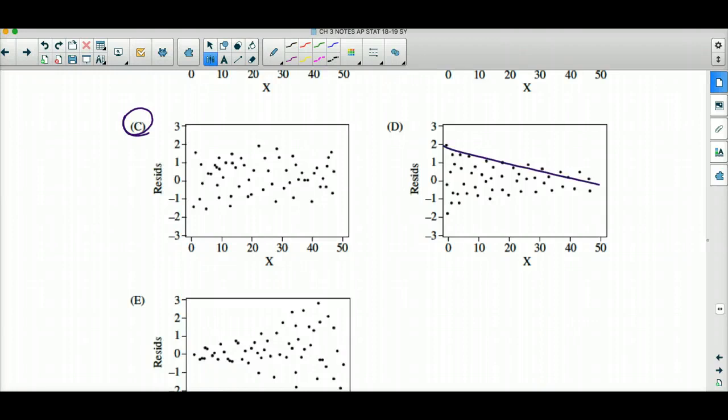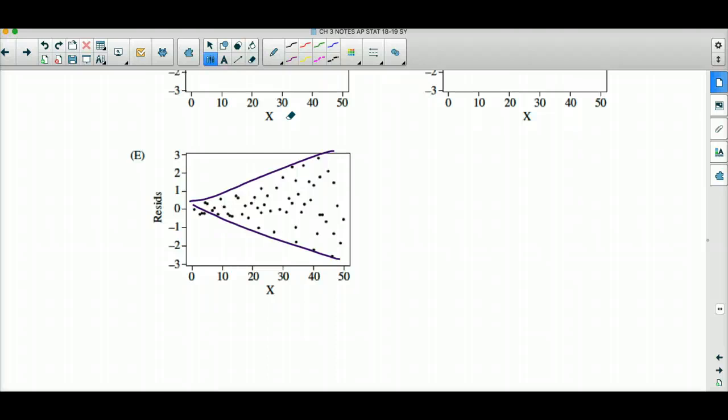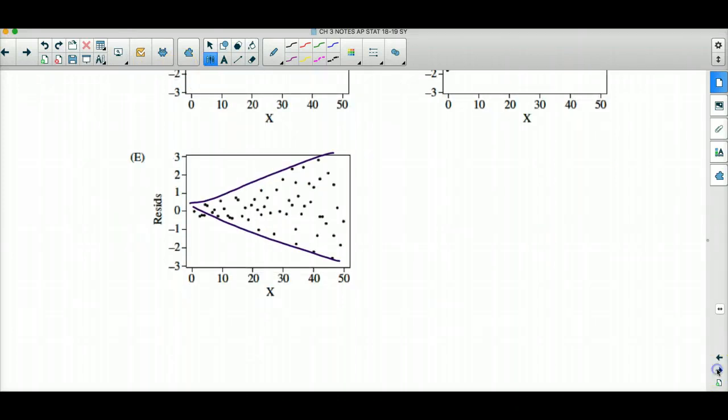D has kind of a fan effect. E definitely has a fan effect. This one is like a flock of birds. This one is parabolic. So it is definitely C.